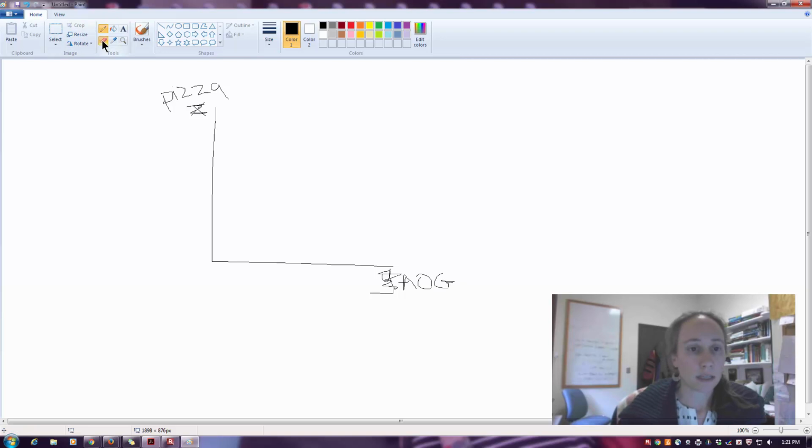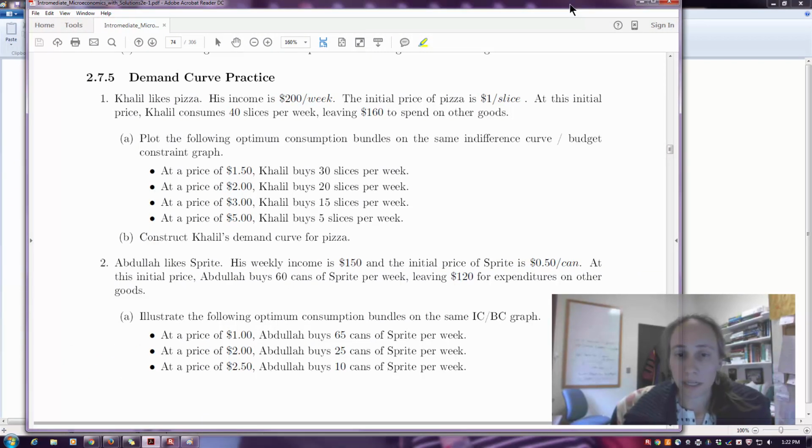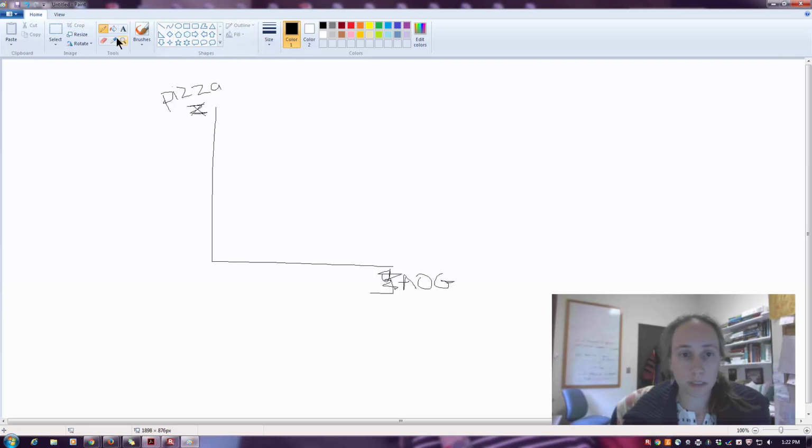The idea here is that we want to model both what he can afford and also what his preferences are over that budget set. With this example, he's got $200 a week and pizza costs $1 a slice. So we can construct his budget set by asking, what if he spends all his money on pizza? If he gets no other goods and allocates his entire budget to pizza, he can get 200 pizzas.